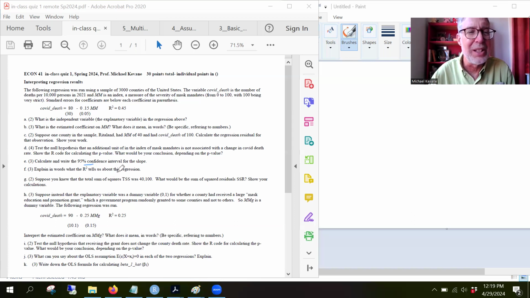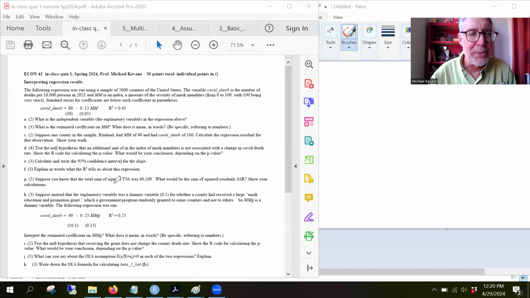Confidence interval, I don't know, a few people got it wrong. Look at chapter 4. R-squared tells us how much of the variation in the outcome variable, that is COVID deaths, is explained by variation in mask mandates. So it's a simple definition. It's the same thing every time. There's not a different definition. It's how much of the variation in the outcome variable is explained by variation in the X variable, in this case mask mandates.